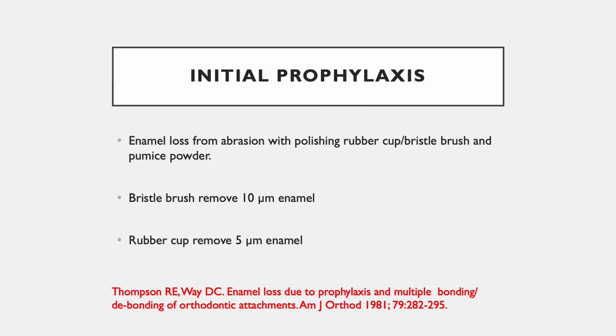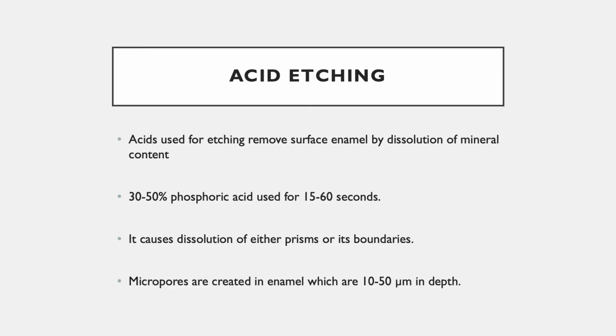During initial prophylaxis before placing the brackets on the teeth, the first step is to clean the teeth with a pumice or polishing paste with the use of either a bristle brush or rubber cup. The bristle brush removes 10 micrometers of the enamel and the rubber cup removes 5 micrometers of the enamel.